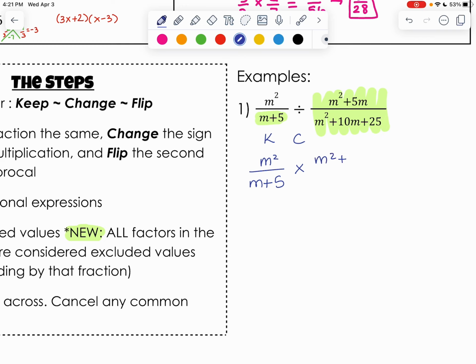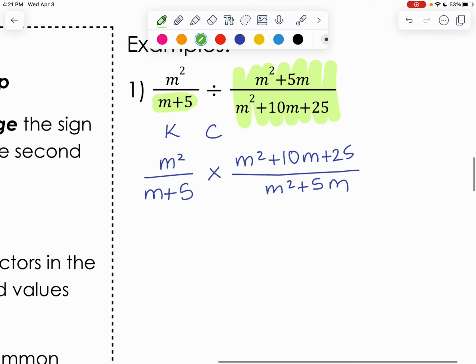So m squared plus 10m plus 25 is in the numerator over m squared plus 5m in the denominator. There's our step 1. Step 2 is to factor. In the first fraction, m squared does not factor. M plus 5 does not factor. In the second one, m squared plus 10m plus 25, that should factor. So I'm looking for two numbers that multiply to 25 but add to 10. That would be 5 and 5. So this one factors to m plus 5 times m plus 5.